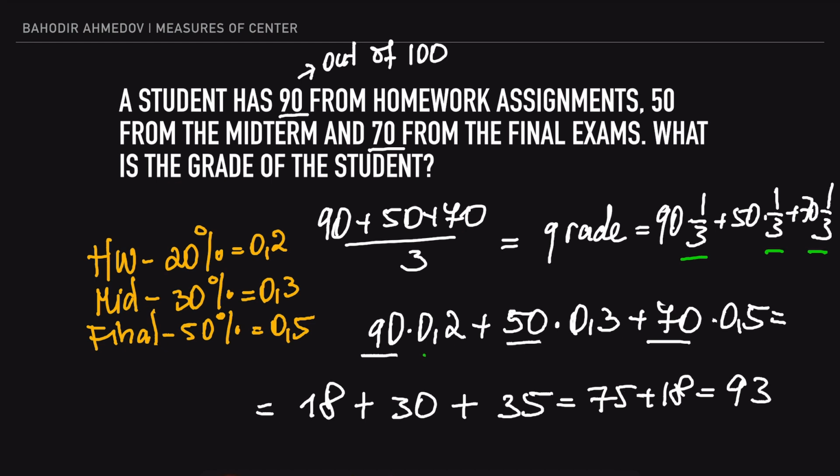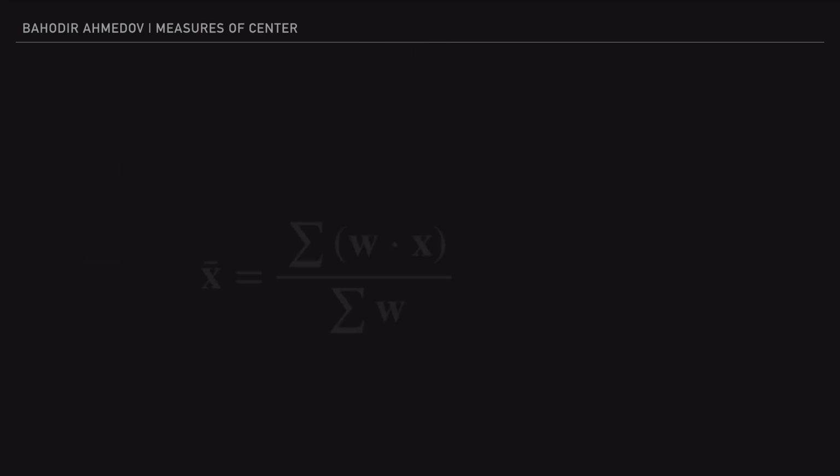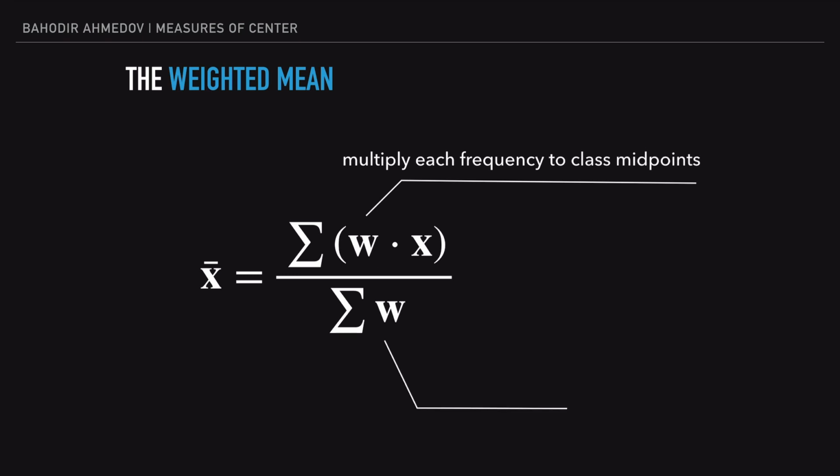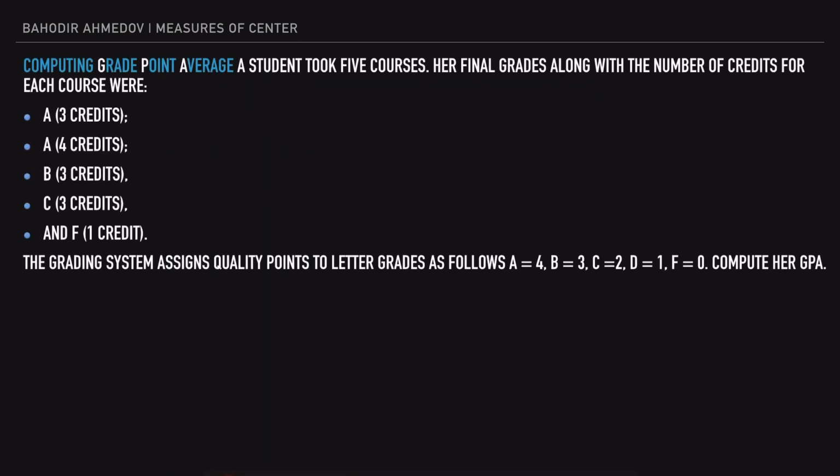But now we are taking them differently. So we're going to multiply 90 by its weight, 50 by its weight 0.3, and 70 by its weight. When the weights are different, we use something called a weighted mean. The formula for the weighted mean is very similar to the formula for frequencies. We multiply the weights by the grades, and then divide by the sum of the weights. So let's do an example.